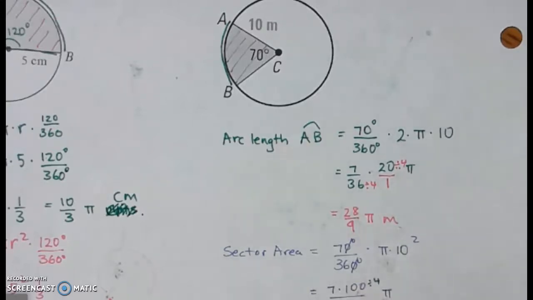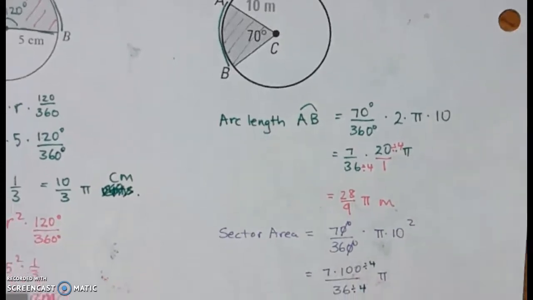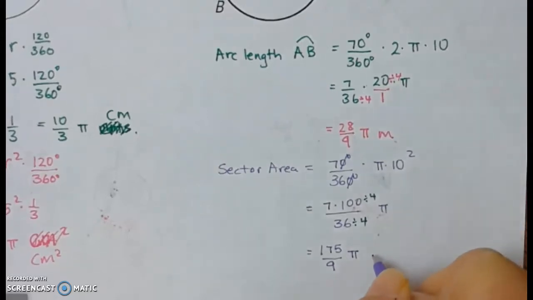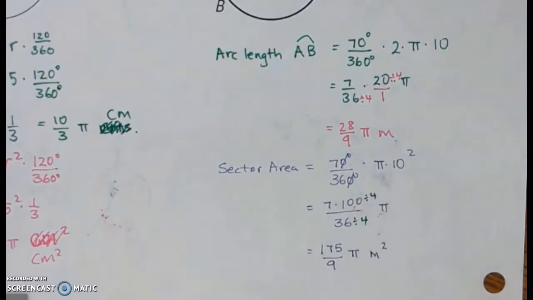Okay, is there a common factor that I can still divide this by? 175 and 9, is it divisible by 9? No. Is it divisible by 3? No, it's not. So this is the simplest form. Okay, so it's going to be meters squared. And that's it. Thank you for listening.